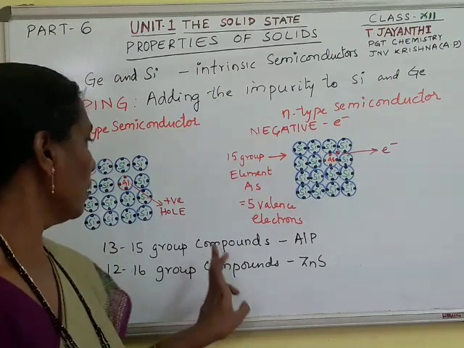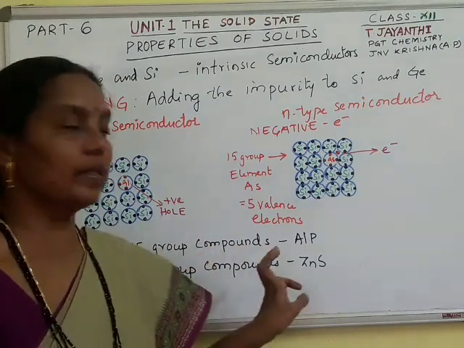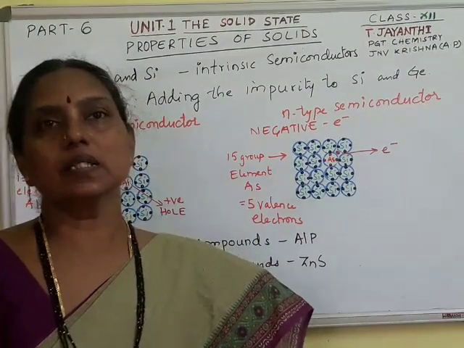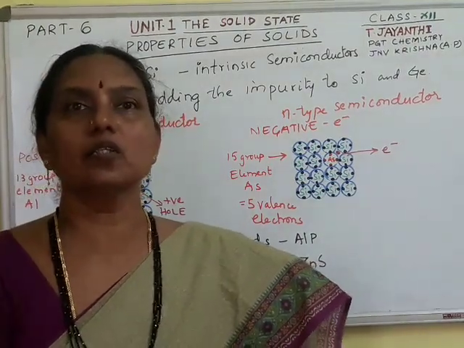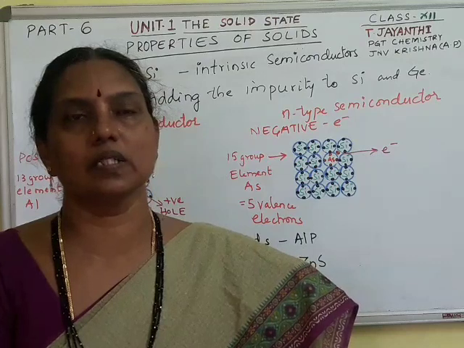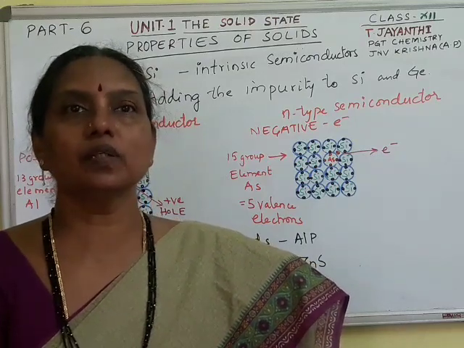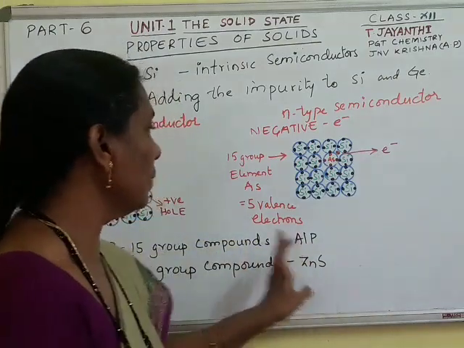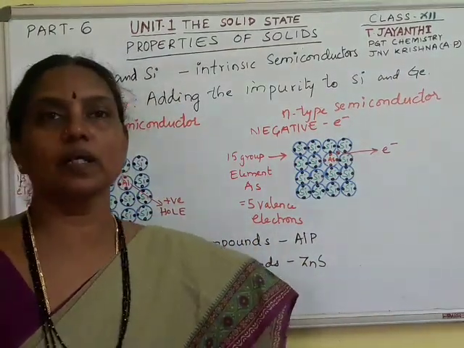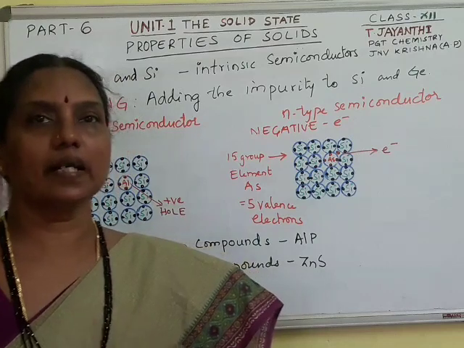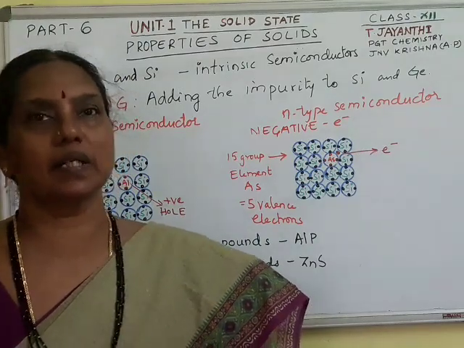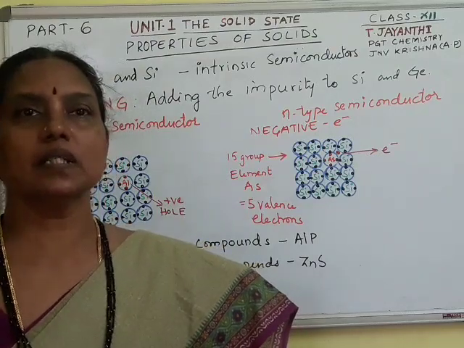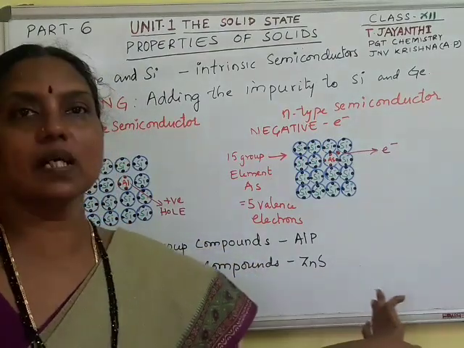These compounds of the 13th-15th group and 12-16 group are prepared to increase the metallic or the insulating properties of the solids. They are also useful to make the substance hard. So to increase the hardness of the substance, to increase the metallic character, or to increase the insulating property, this type of combination compounds are prepared.